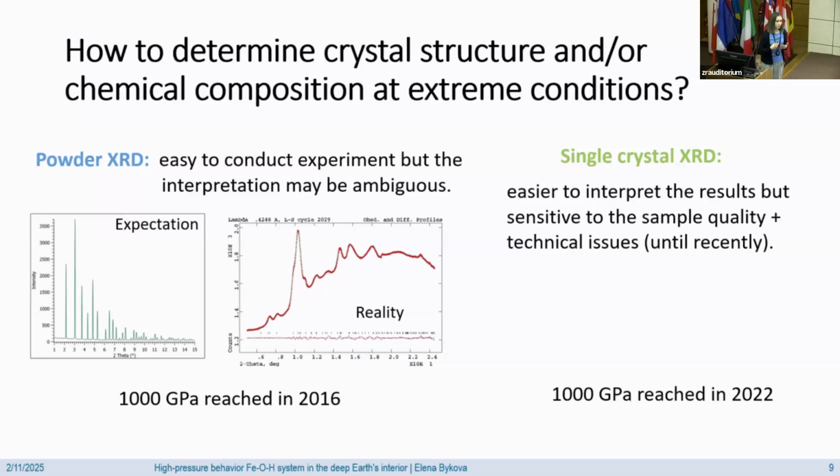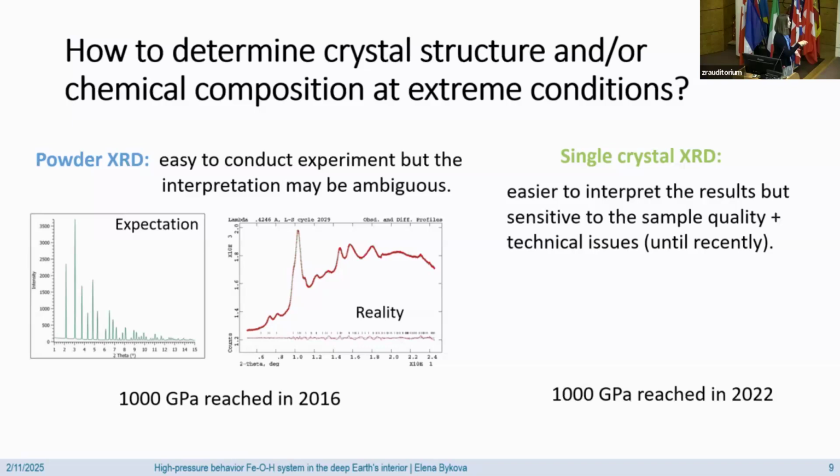With this method, you can really achieve very high pressures. So 1 terapascal was first obtained on the powdered sample in 2016. But it has its own drawbacks.